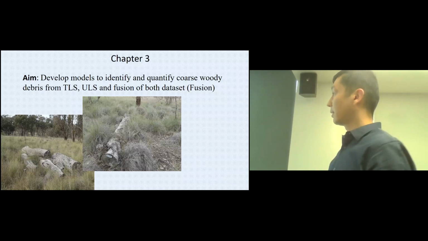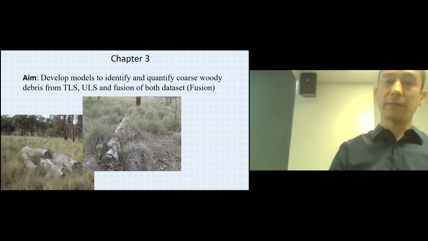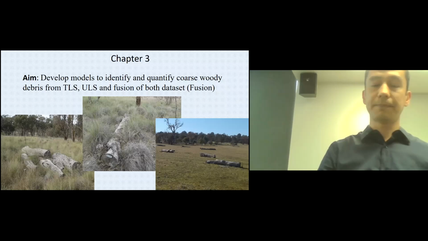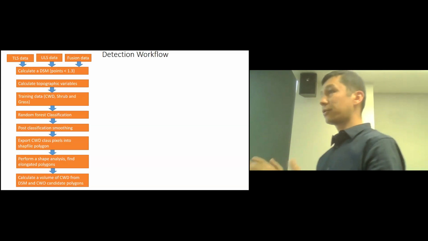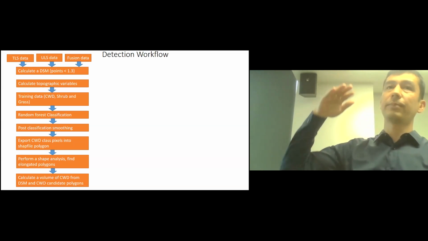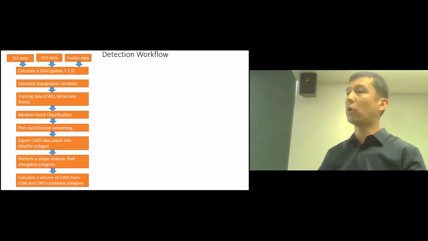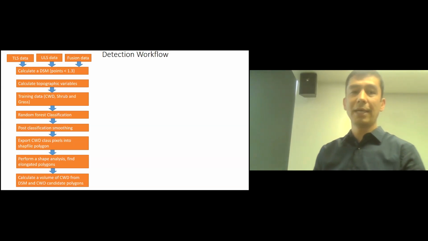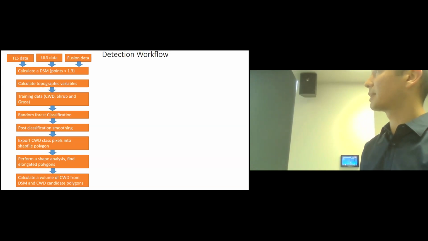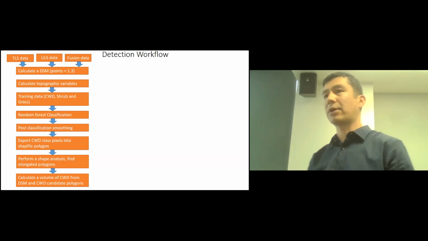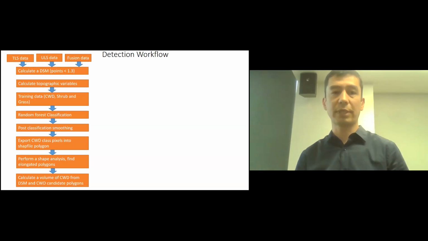So as you can see, coarse woody debris can come clumped, dispersed, or a combination of both types. For this research, first I calculated a digital surface model from points up to 1.3 meters, because from the field work I know that most coarse woody debris is up to 1 meter high. Then I calculated different topographic variables, including surface roughness, topographic position index, slope, aspect and so on. They're just raster images.